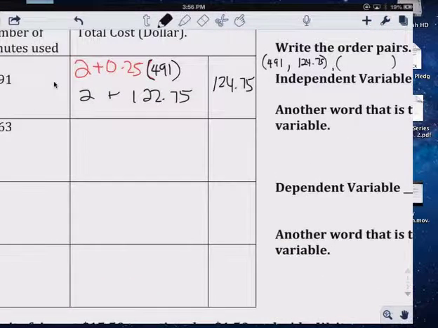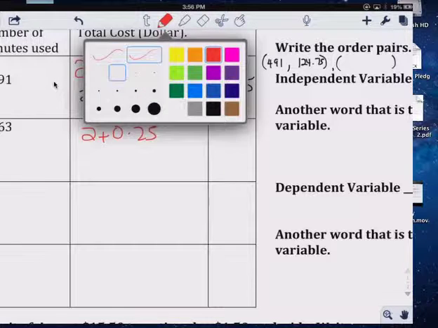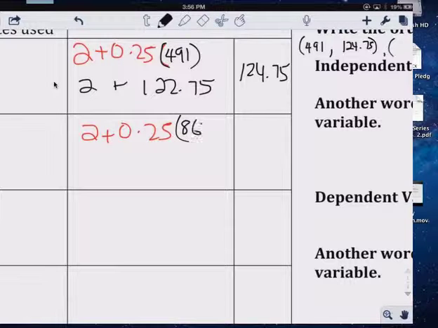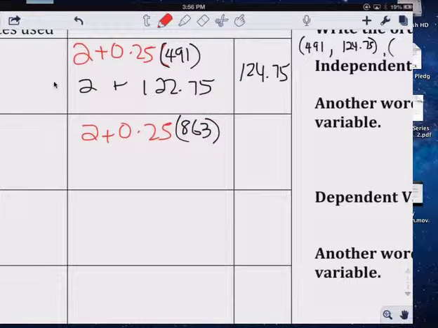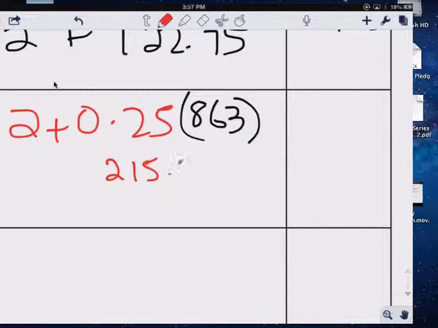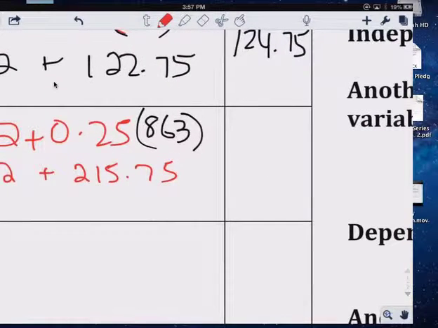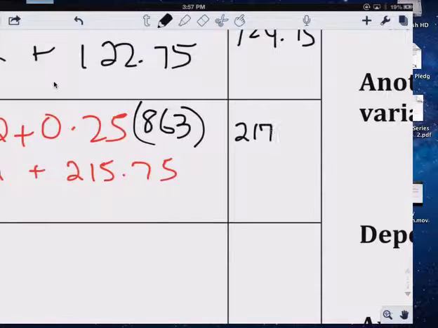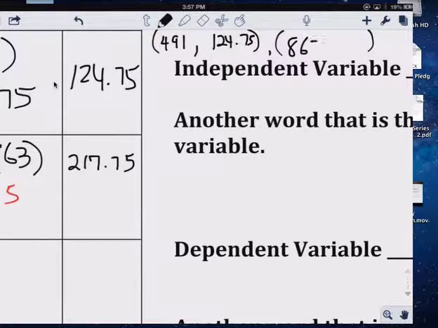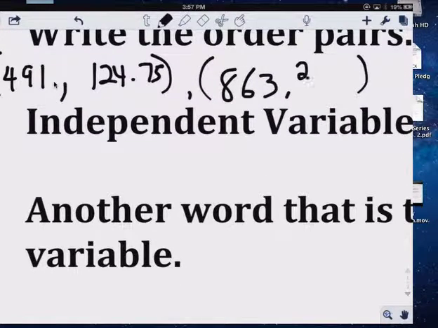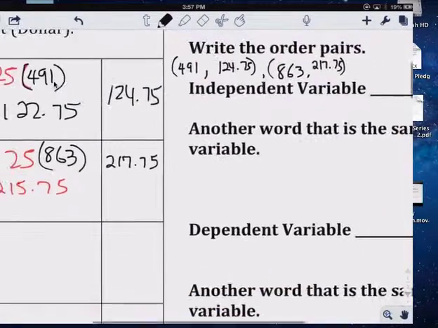Second one, you input 863. So you get 2 plus $0.25 for each minute times the number of minutes you have, 863. Okay, that should give you, let me see, 0.25 times 863 equals $215.75. $215.75 plus the $2 setup fee. That gives you a cost of $217.75. So your ordered pair then, you input 863 minutes. It's going to cost you $217.75. That's your ordered pair, your input and your output.